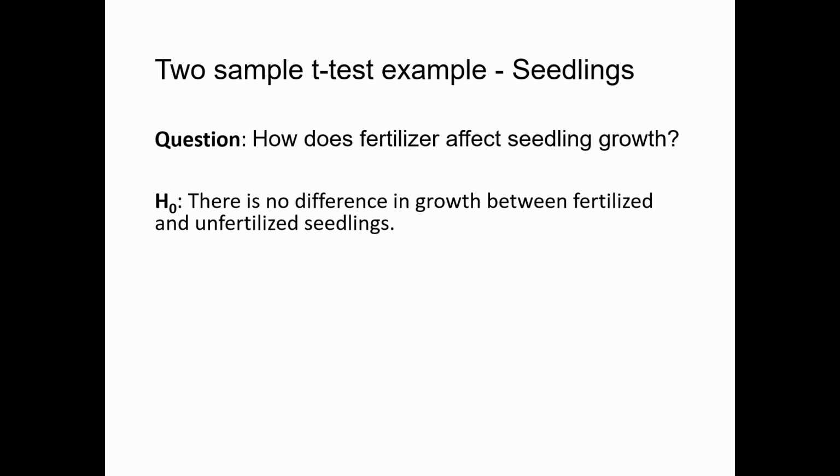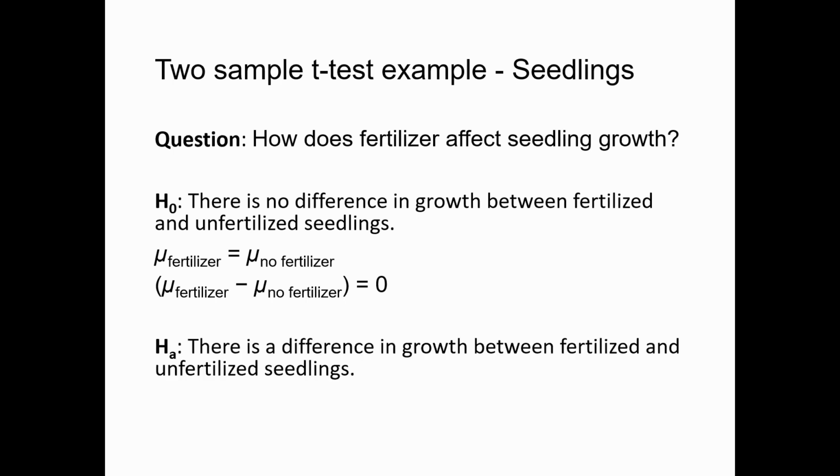The null hypothesis is there is no difference in growth between fertilized and unfertilized seedlings. In other words, the mean of the fertilizer group is equal to the mean of the no fertilizer group. Another way of saying that is that the mean of the fertilizer group minus the mean of the no fertilizer group is equal to 0.